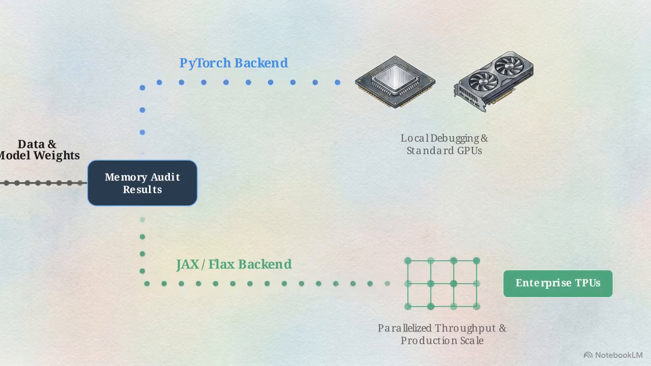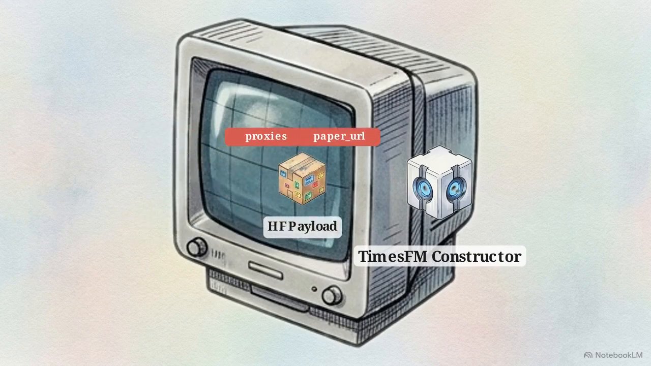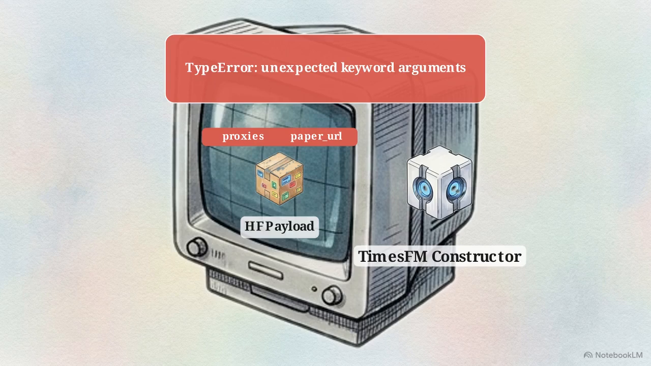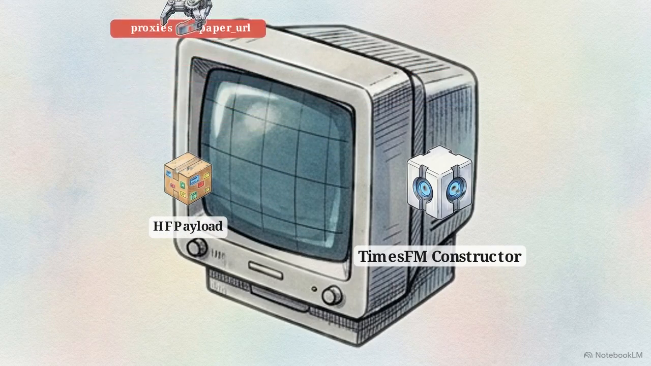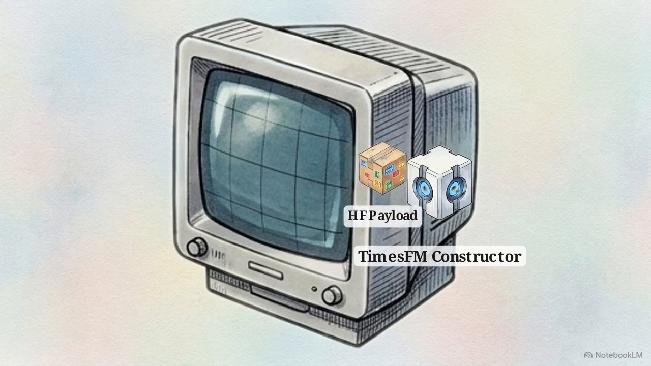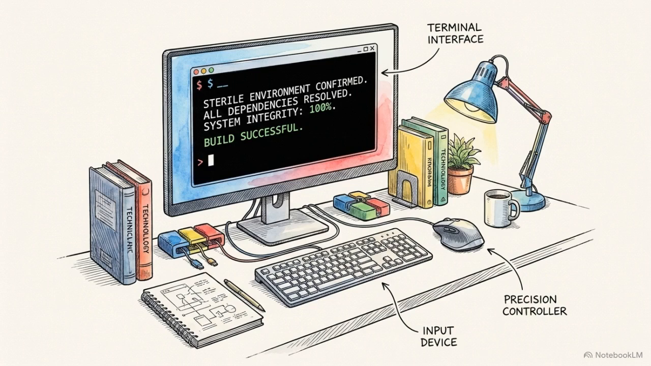Even with a stable backend, initializing the model via the Hugging Face hub can trigger a type error in recent package versions. The upstream API passes networking metadata directly into the model constructor, which the architecture was not designed to receive. You bypass this initialization failure by intercepting the model keyword arguments and using a pop function to remove the proxy and paper URL parameters before the class instantiates. Establishing strict environmental hygiene and sanitizing these API calls are necessary steps before any foundational tensors are loaded into memory.